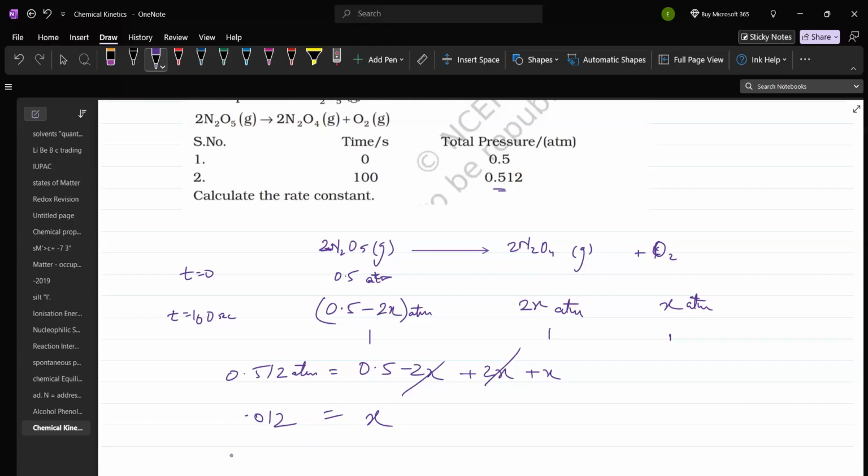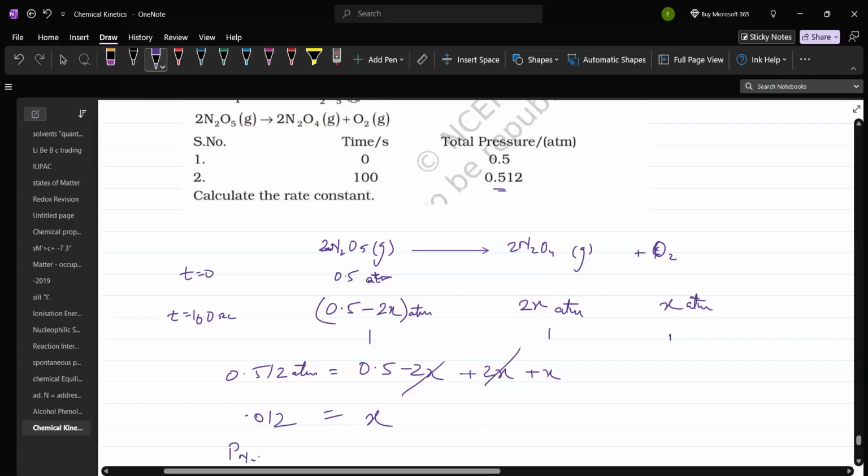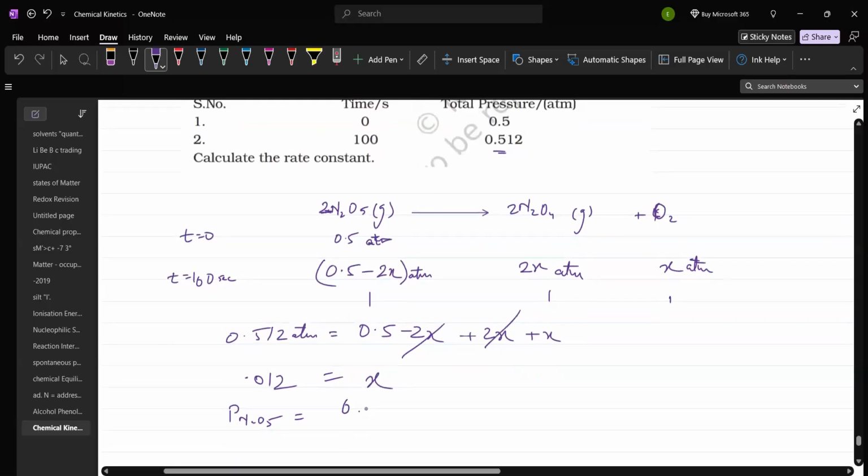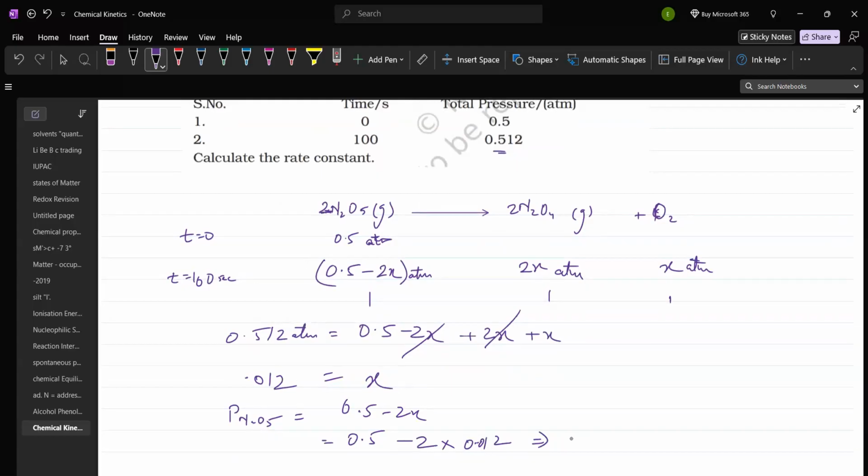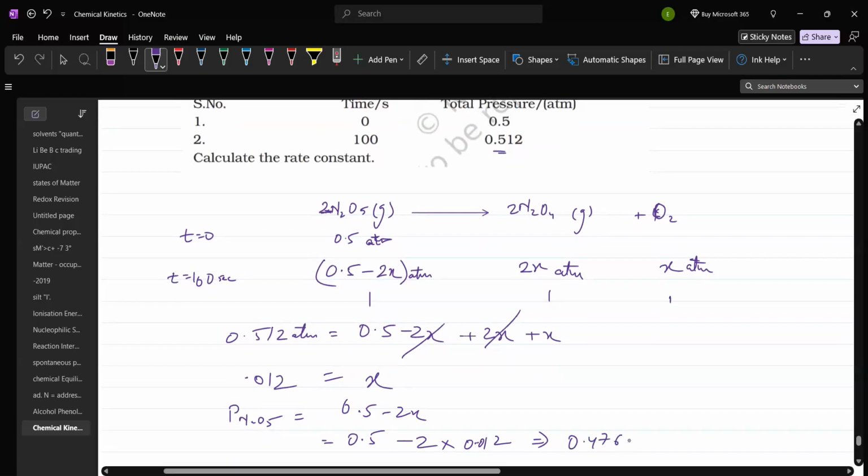So the pressure of N2O5 that we have for 100 seconds was 0.5 minus 2x. So what remains when you put the value of x in here is 0.5 minus 2 times 0.012, that is 0.5 minus 0.024. So when you solve it, you will get 0.476 atm. Okay?